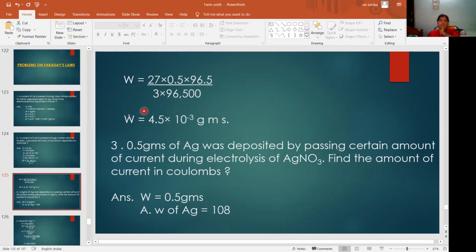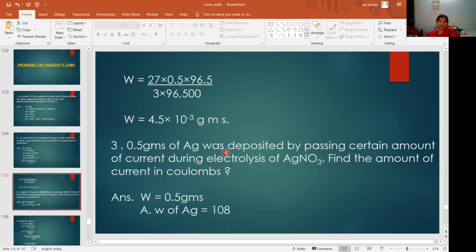So what is the weight of aluminium deposited at the cathode? 4.5 into 10 to the power of minus 3 grams. So like this, you have to calculate the weight. If the molecule is given, and current and time are given, then he asks you to calculate the weight. You have to calculate by using that formula. Then come to the third question.